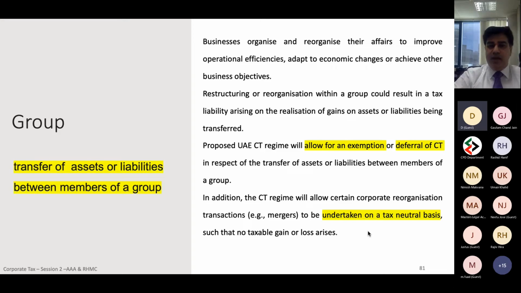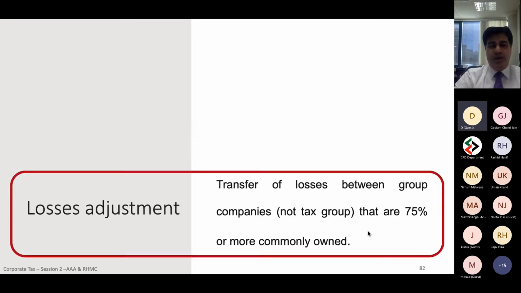Now, in addition, they have talked about mergers and acquisitions, which keep happening in various organizations, to be undertaken on a tax neutral basis. That is, no tax gain or losses arise. So there should not be double taxation, and not even ignorance of tax, which will be looked at. So tax neutral basis is being covered in the further sections. I'll talk about that.